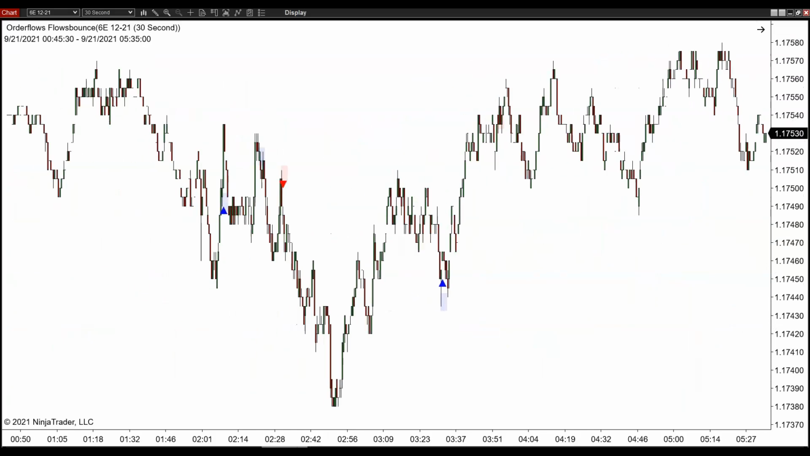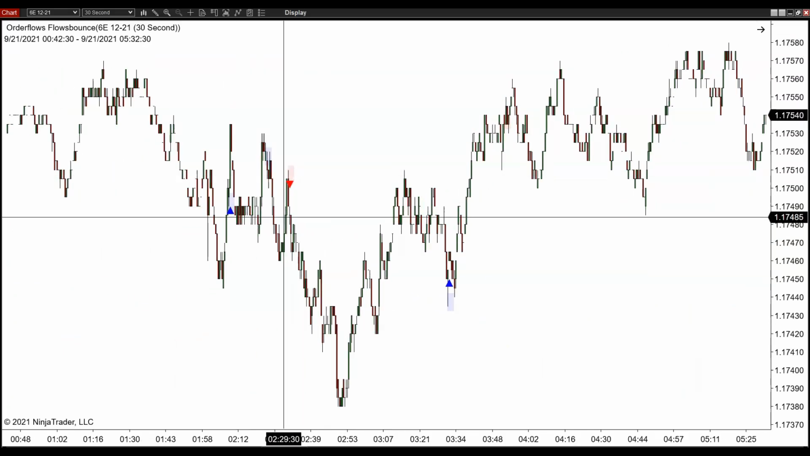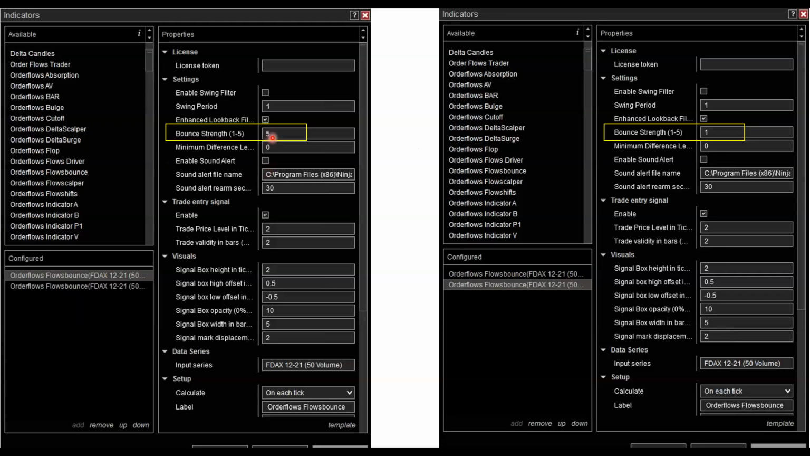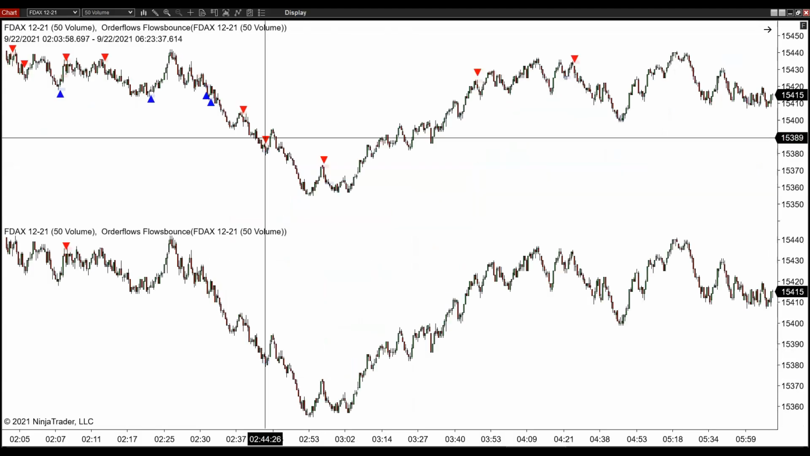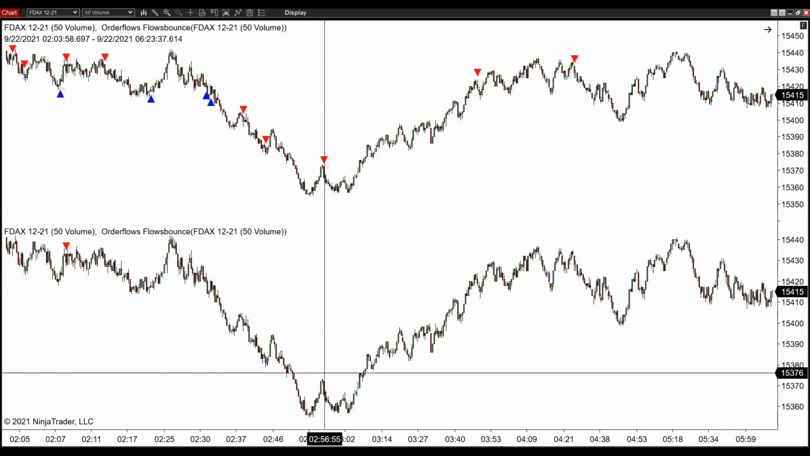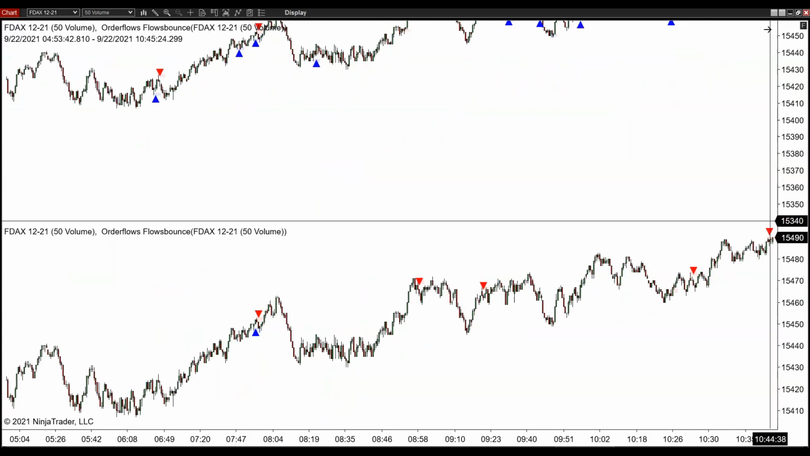Now the markets trade 24 hours, so a lot of moves happen while we're asleep. That's why having a tool such as markers is going to help you. Again, I talked about the DAX, with the bounce strength at 5 versus 1 with the enhanced strength. So you saw already how in a different market you can have different signals depending on what you have the strength set at. 1 up here, 5 down here, you're going to get fewer signals coming in, right?